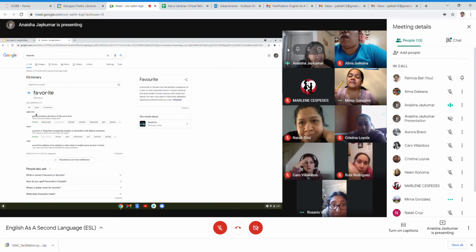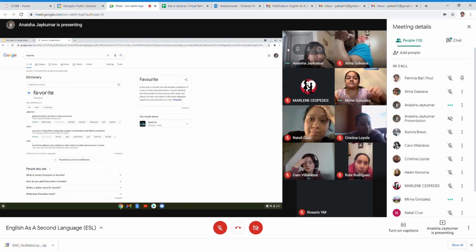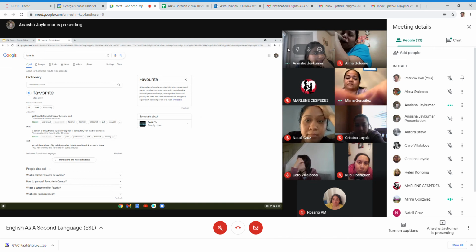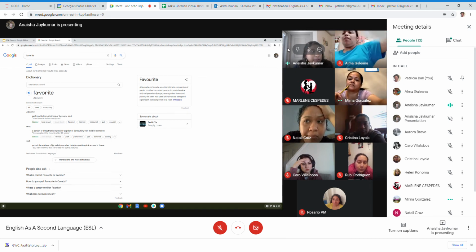So favorite is also an adjective, but you can also use it as a noun and you can also use it as a verb. So there are different ways to use it. The same word can be used as an adjective, it can be used as a noun. So they are giving all these examples. Okay, so that's a good one. Nice work there.